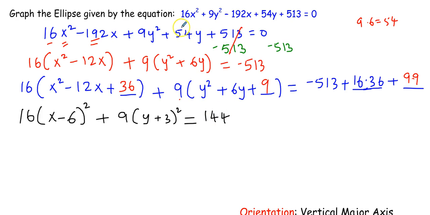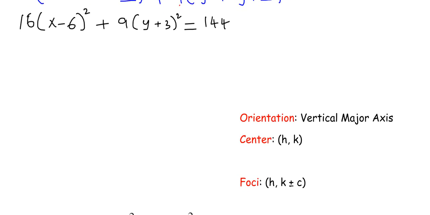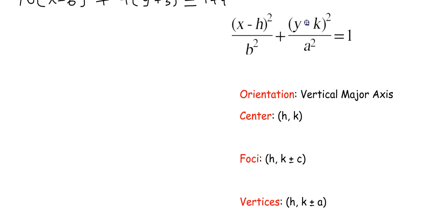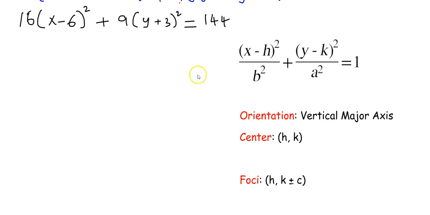So the given expression, the big expression, is now modified into 16 times x minus 6 whole square plus 9 times y plus 3 whole square is equal to 144. So we are now there in this standard form. This is my standard form of the equation of an ellipse in this case.